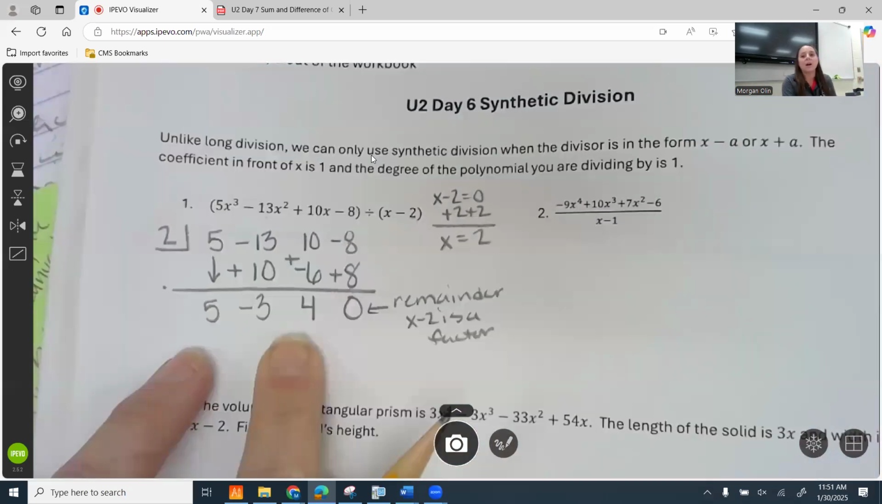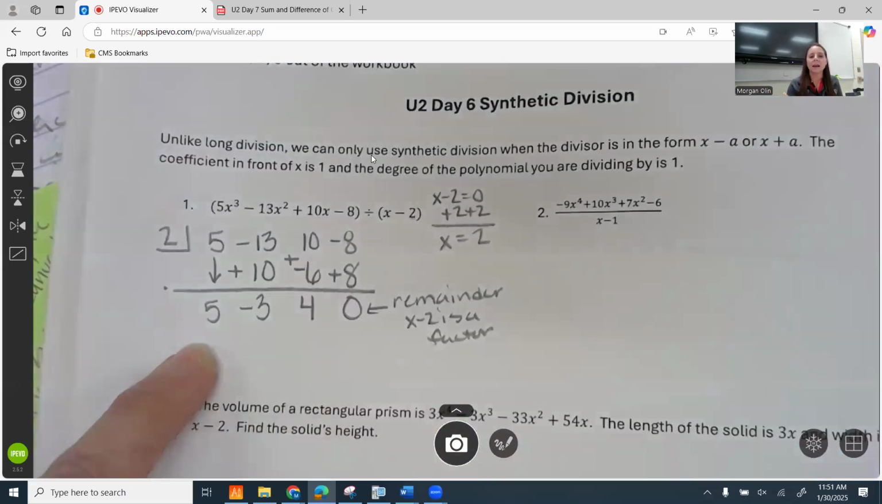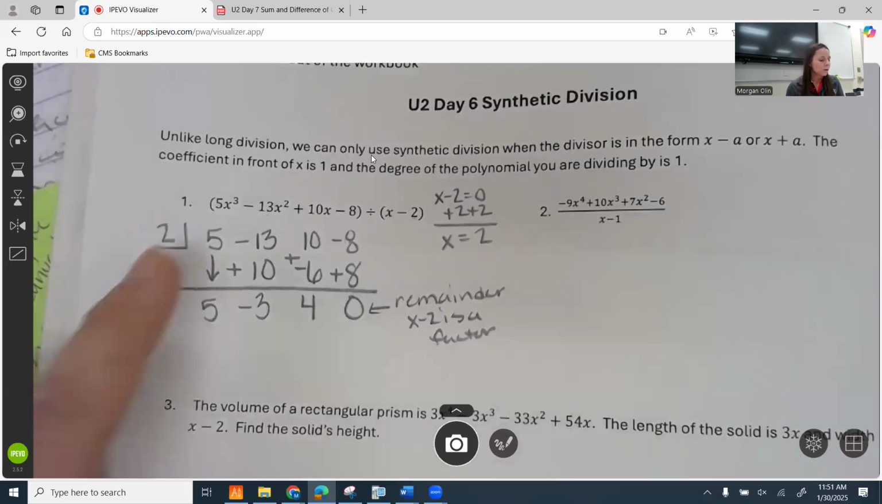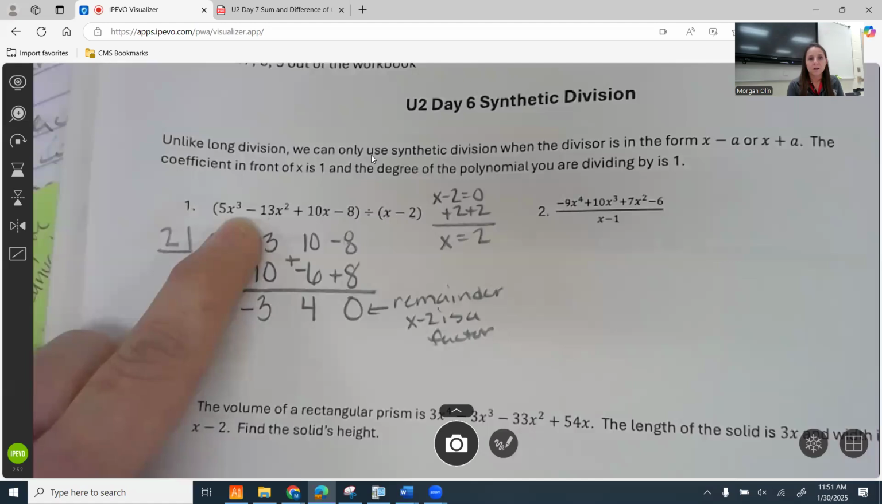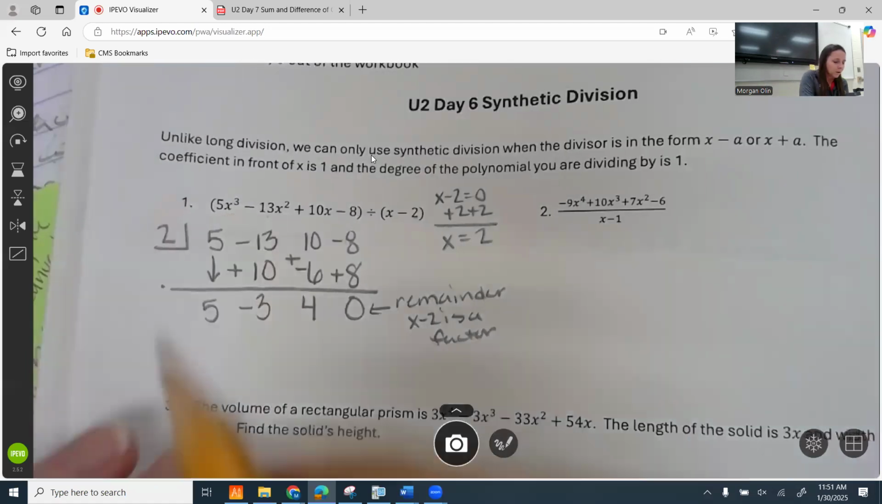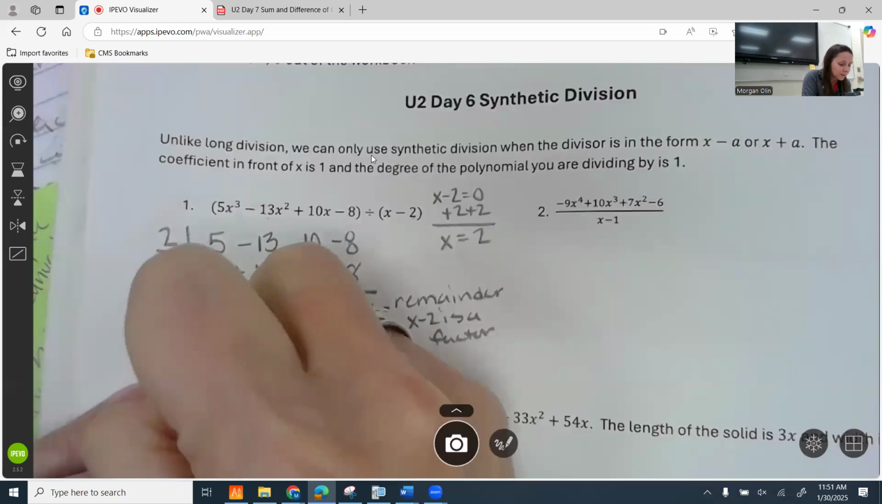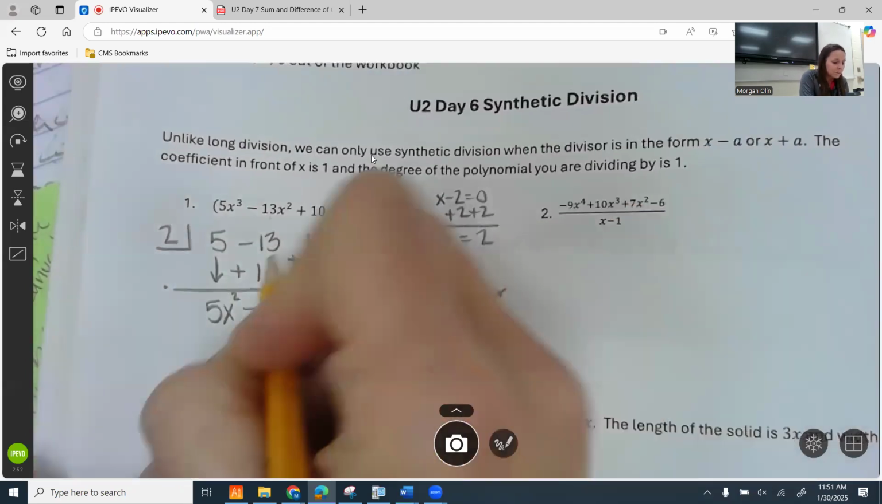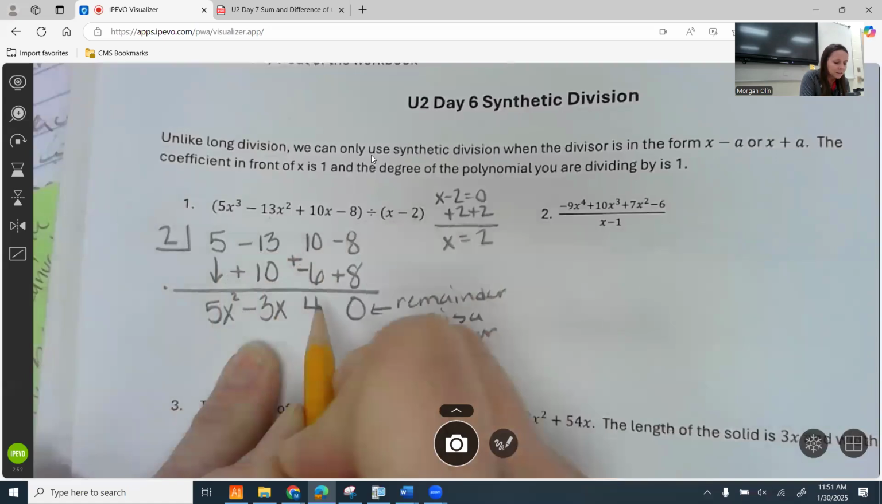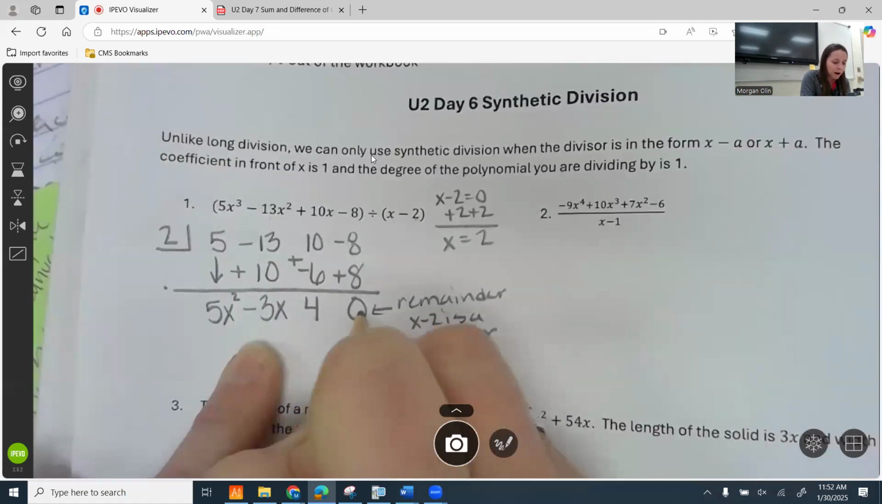Now, this doesn't look like our answer from yesterday, so we got to put x's back in. So how are we going to do this? Well, here we have x cubed. Drop it by 1, x squared. So I'm going to put an x squared here. That's where I'm starting. And then I'm going to put an x, and then this is my constant, and then that would be my remainder.